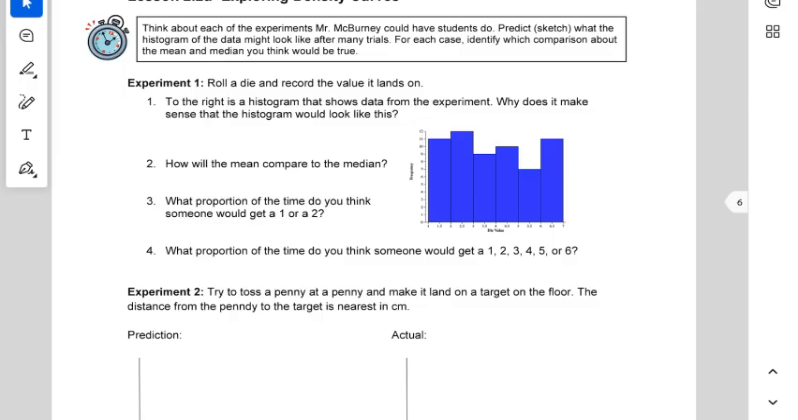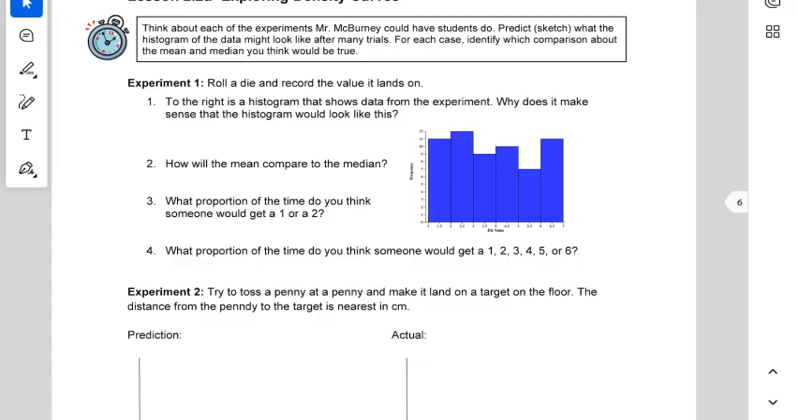So our first experiment is rolling a die and recording the value it lands on. So let's think about a die. A die is six-sided, and each outcome is the same, right? A fair die. So to the right, there is this histogram that shows the data from the experiment. Why does it make sense that the histogram would look like this?